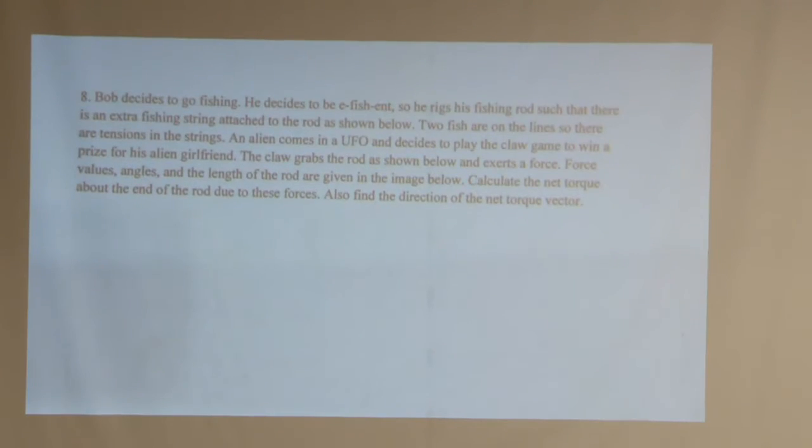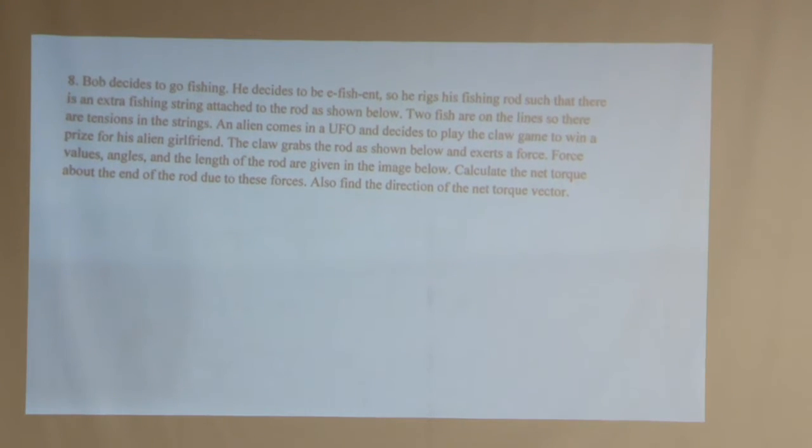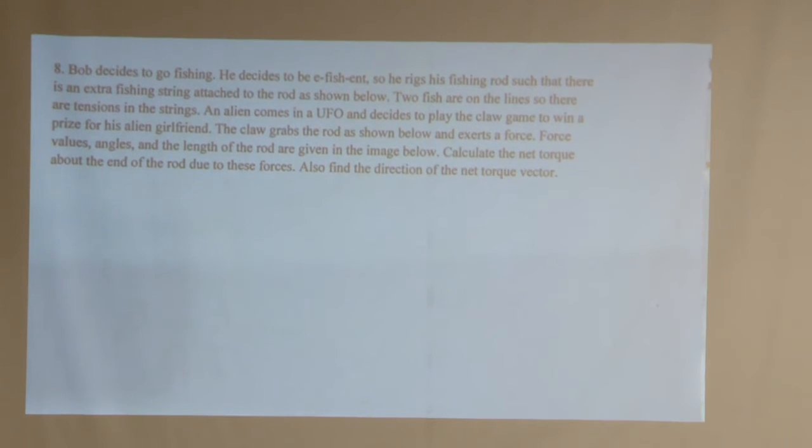So Bob decides to go fishing. He decides to be efficient, so he rigs his fishing rod such that there is an extra fishing string attached to the rod. Two fish are on the line, so there are tensions in the string. An alien comes in a UFO and decides to play the claw game to win a prize for his alien girlfriend. The claw grabs the rod as shown below and exerts a force.